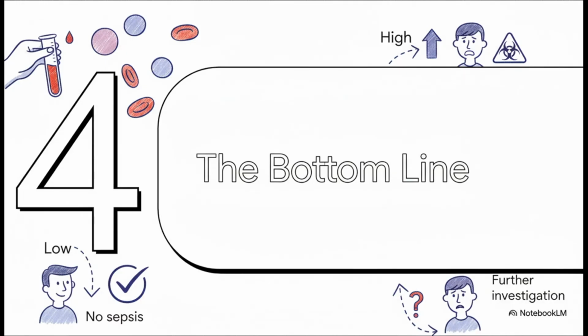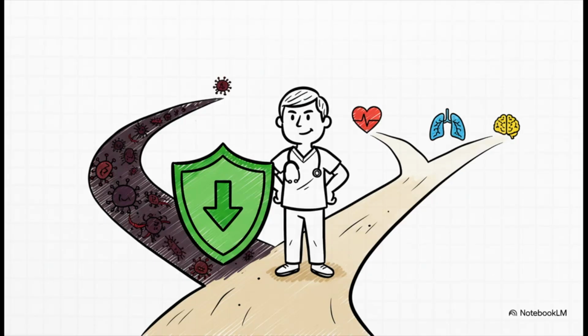So, after all that, what is the single most important practical thing you need to walk away with? The key takeaway is this. On your next shift with that undifferentiated sick patient, use a normal MDW, a value less than 20, to help you rapidly and confidently decrease the likelihood of sepsis. It's your green light to start seriously considering what else could be going on.